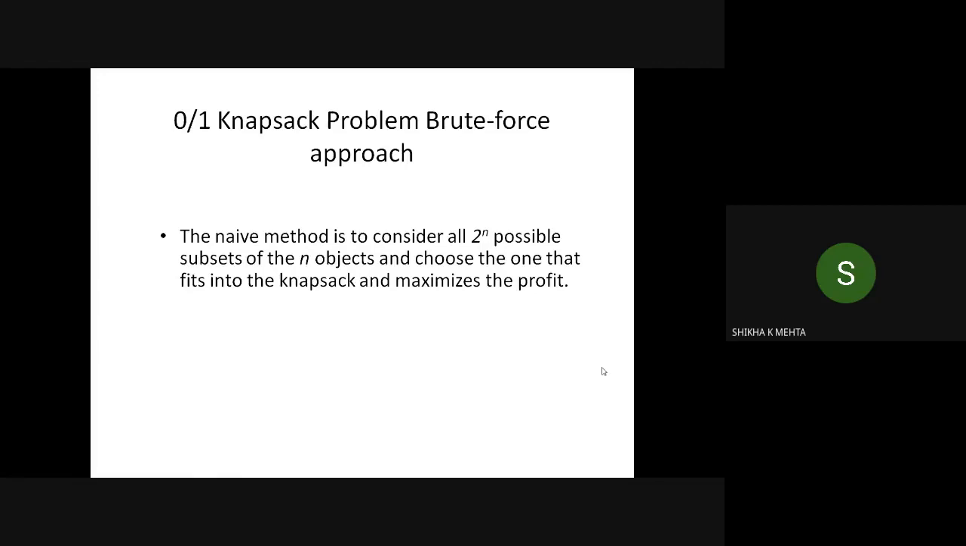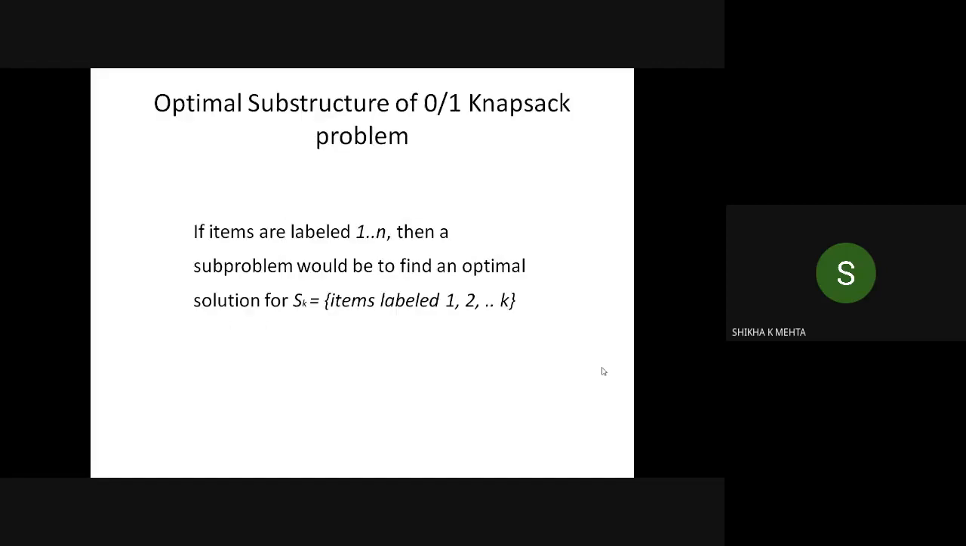So you can say the brute force approach is not the appropriate approach for solving large size problems, as its running time is going to be 2 power n. Then optimal substructure. If the items are labeled 1 to n, then a sub-problem would be to find an optimal solution for Sk, where items are labeled from 1 to k.